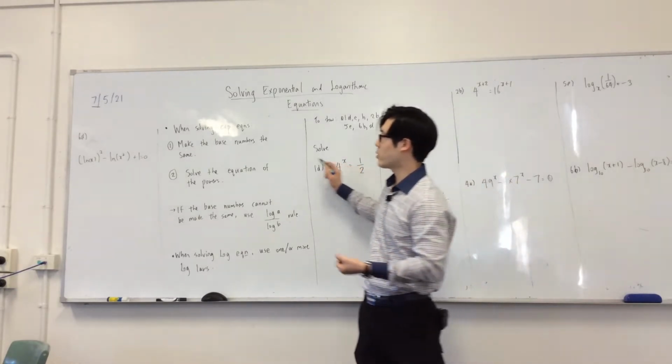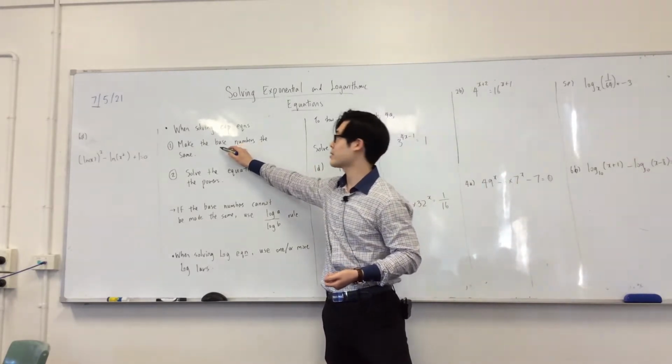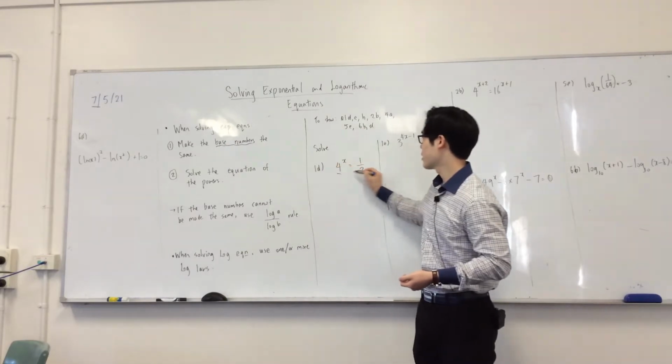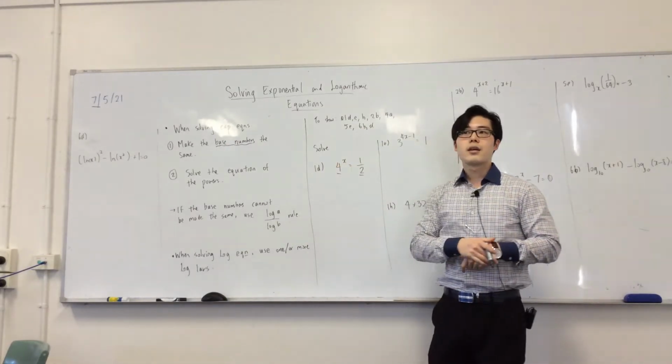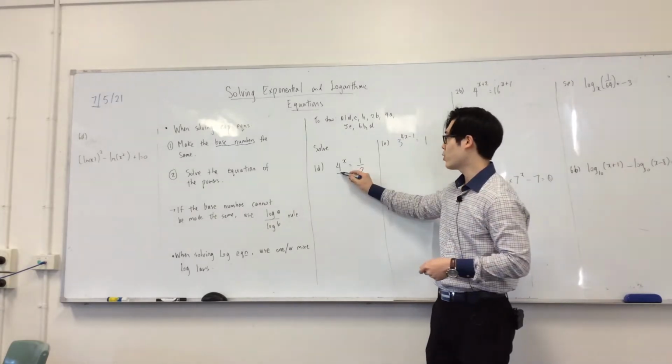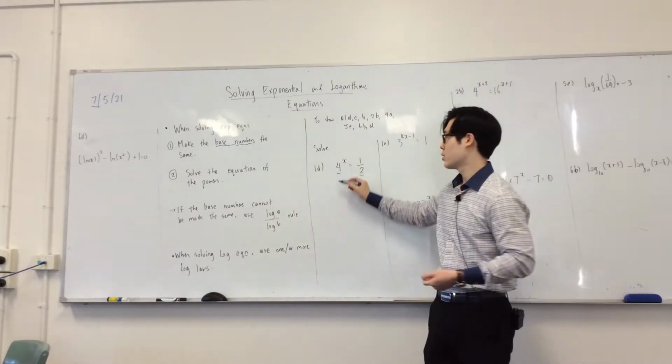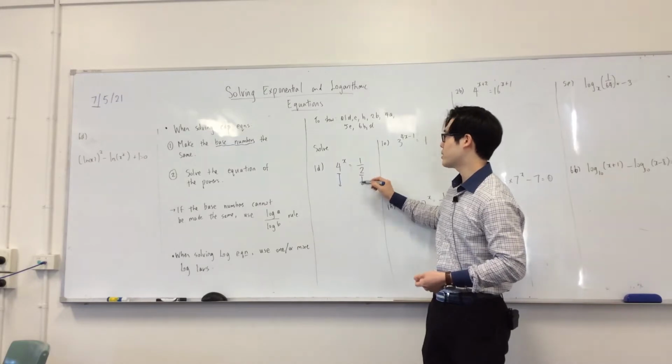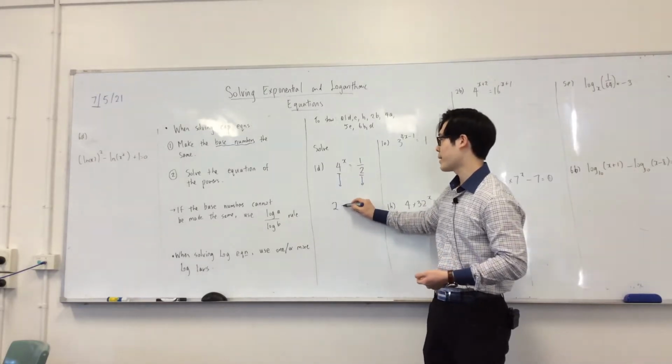The first question you need to always ask yourself is, can you make the same base number on both sides? In this case, I know I can, because 4 and 2, they're both factors of 2. So girls, I'm going to try and change both of these into a power with a base number of 2.